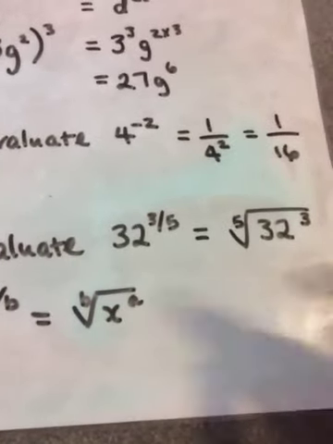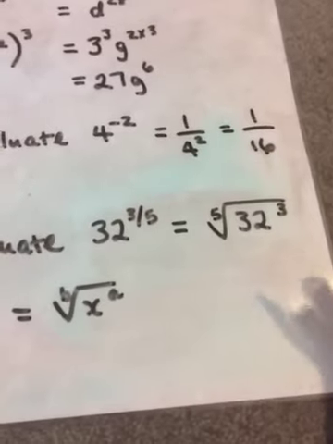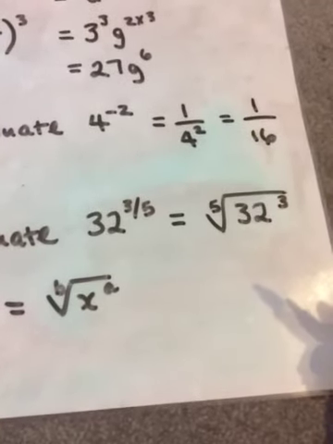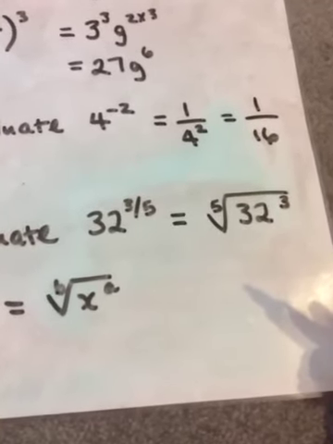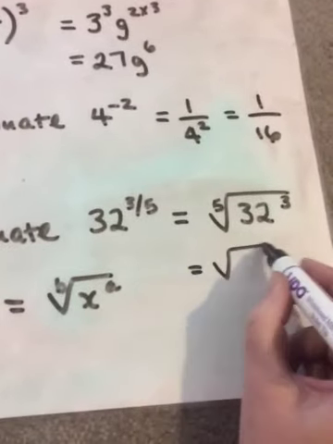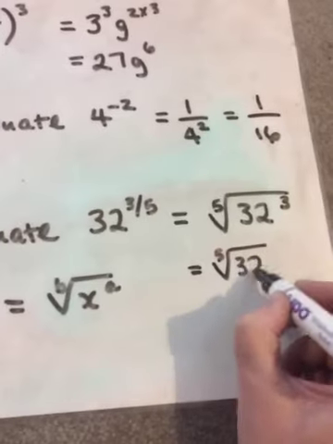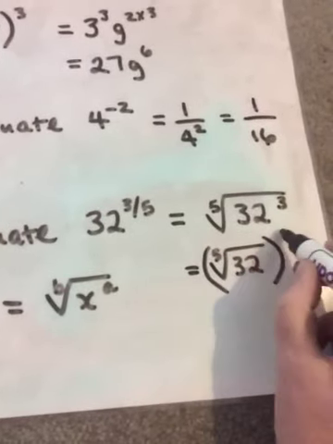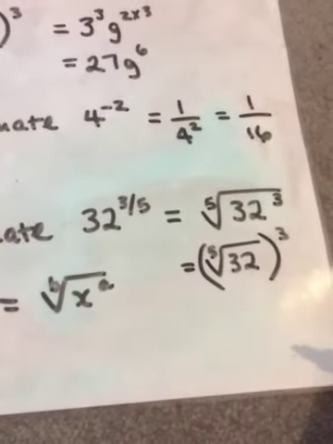Now it doesn't really matter which way you do it, but obviously if this was on a non-calculator paper, trying to figure out what 32 cubed is would take rather a long time. So I'm going to rewrite this so that I find the 5th root of 32 first, and then I'm going to cube it afterwards.